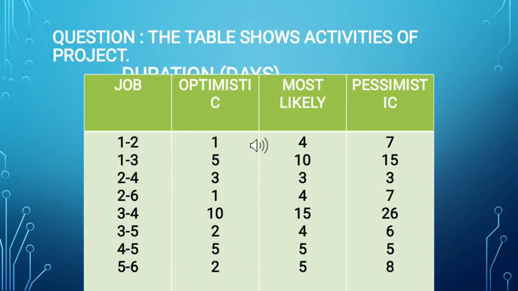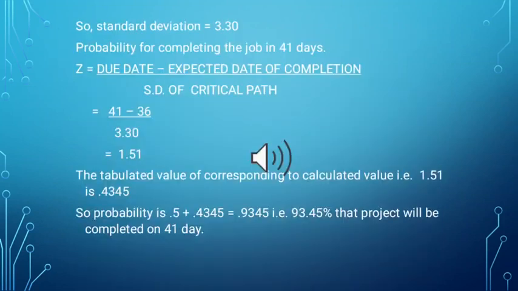Questions. The given table shows the activities of a project and their duration in days. The standard deviation is 3.3. Probability of completing the job in 41 days: Z equals due date minus expected date of completion, divided by the standard deviation of the critical path, that is 41 minus 36 divided by 3.30, equal to 1.5. The tabulated value corresponding to the calculated value 1.51 is 0.4345.